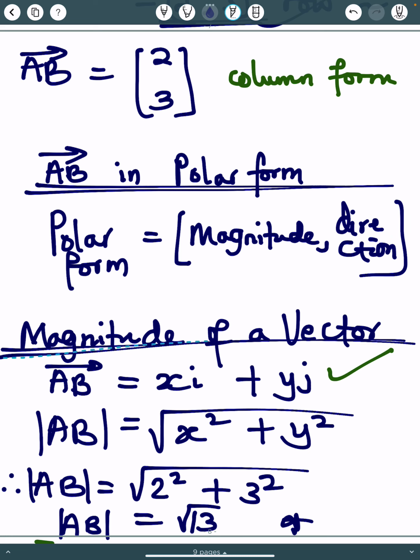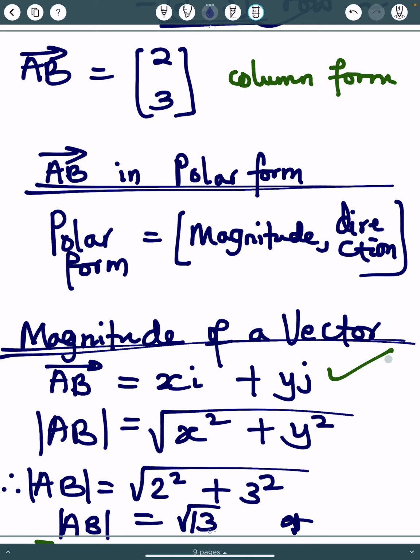It's easy to find the magnitude of a vector. Given a vector AB, which is equal to xi plus yj, the magnitude of AB is equal to the square root of what? x squared plus y squared. So, for example, the magnitude of vector AB is going to be the square root of 2 squared plus 3 squared. That gives me what? Root 13. So I have the magnitude of vector AB.